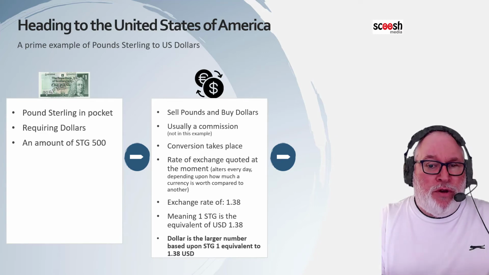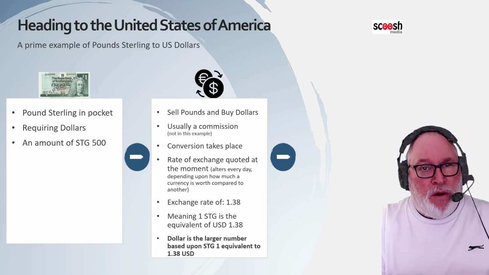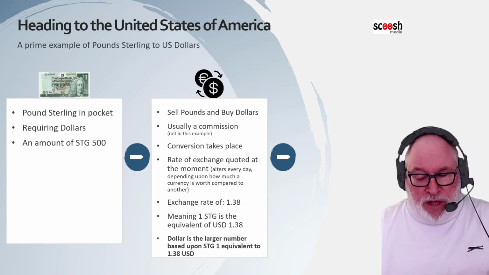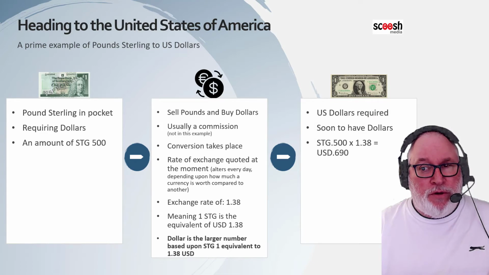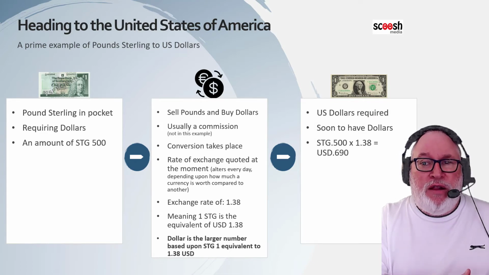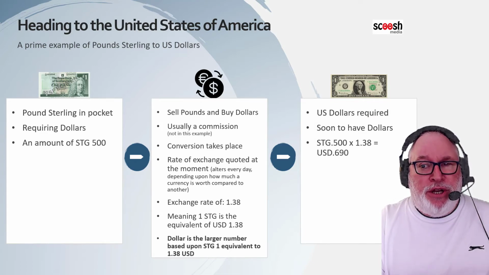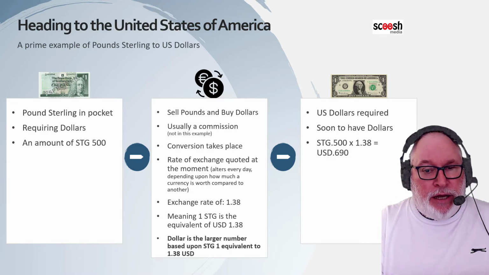So all we're doing is 1 to 1.38. So if we get 500, then you multiply by 1.38, and it's then going to give you the US dollars. So sterling 500 multiplied by the exchange rate of 1.38 gives us US dollars 690.